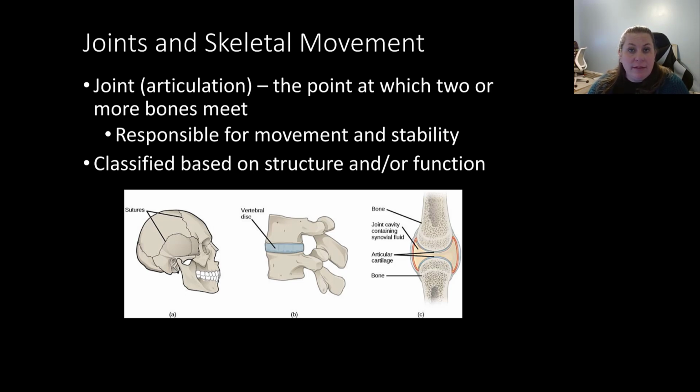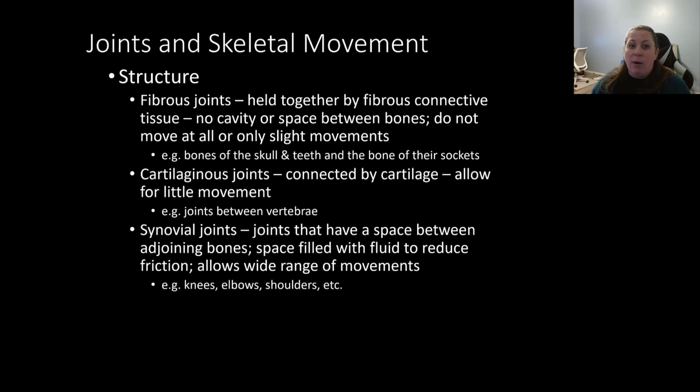So you can see here we have some different types of joints, and so let's look a little bit closer. Structurally, a lot of times these joints are going to be based on how they form. And so one are called fibrous joints. These are held together by fibrous connective tissue.